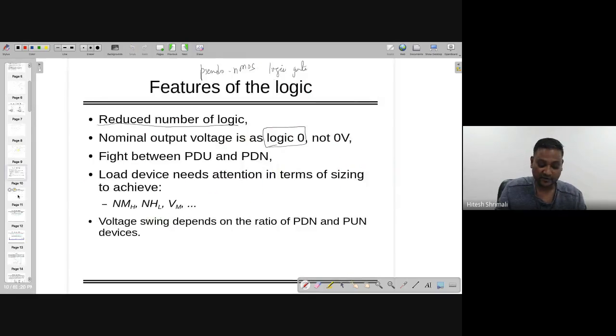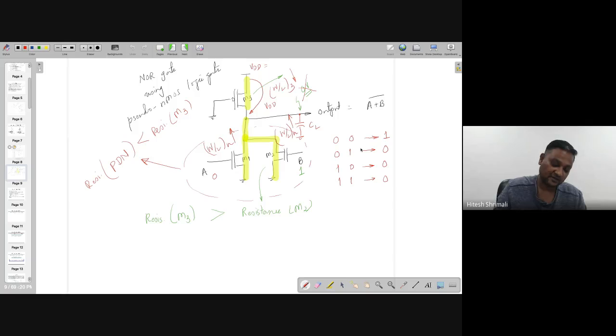So that is what I'm writing over here: there is always a fight between the power up network, which is a PMOS transistor connected as a diode load, and the power down network. So in this case, the load device needs extra attention in terms of sizing to achieve NMH, NML, and VM, and of course, consequently, the TPHL and TPLH. Till now, you must have learned how to simulate such things, and you must have got some answer on that, right? Using Cadence or a CMOS inverter. The same thing you need to do for such a big circuit or logic gate.